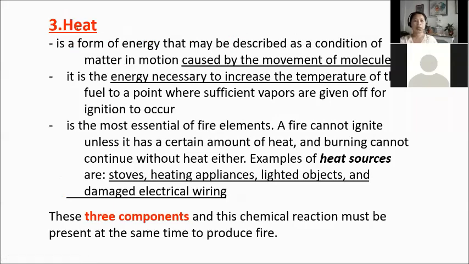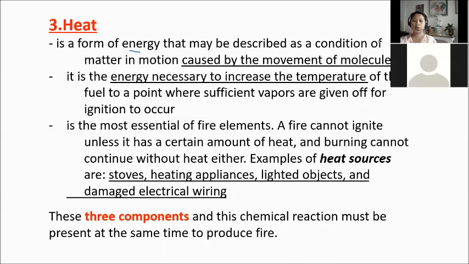Next is heat. So this is the third component, no? So heat is a form of energy that may be described as a condition of matter in motion. This is caused by the movement of molecules. So heat is the energy necessary to increase the temperature of the fuel to a point where sufficient vapors are given off for ignition to occur. And this is essential of fire elements. So a fire cannot ignite unless it has a certain amount of heat. And burning cannot continue without heat either.